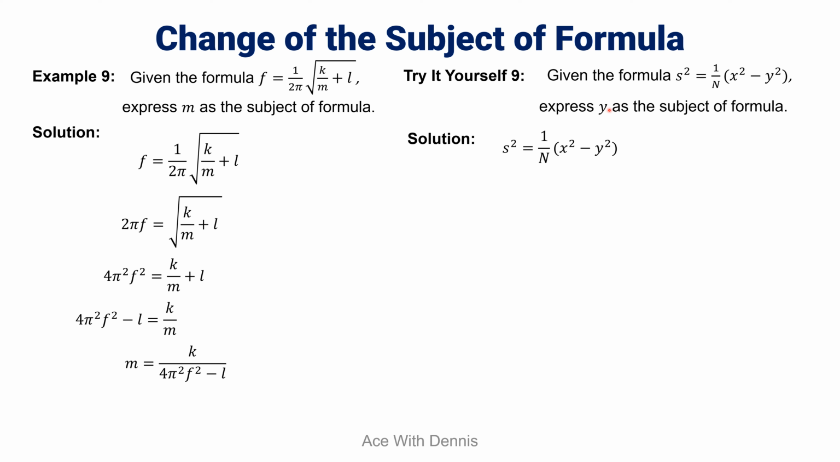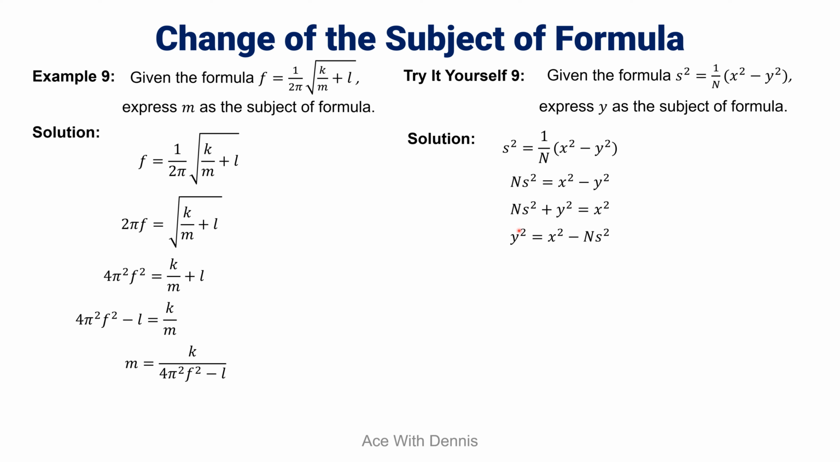Identify what I want to make the subject of formula, the y is here. So I have to handle this 1 over n first, move this to the left hand side, becomes n s² equals x² − y². Alright, so next I want to isolate this term y². I will move it to the left hand side, and the ns² to the right hand side, becomes ns² + y² equals x². Then this ns² moves to the right hand side, becomes y² equals x² − ns².